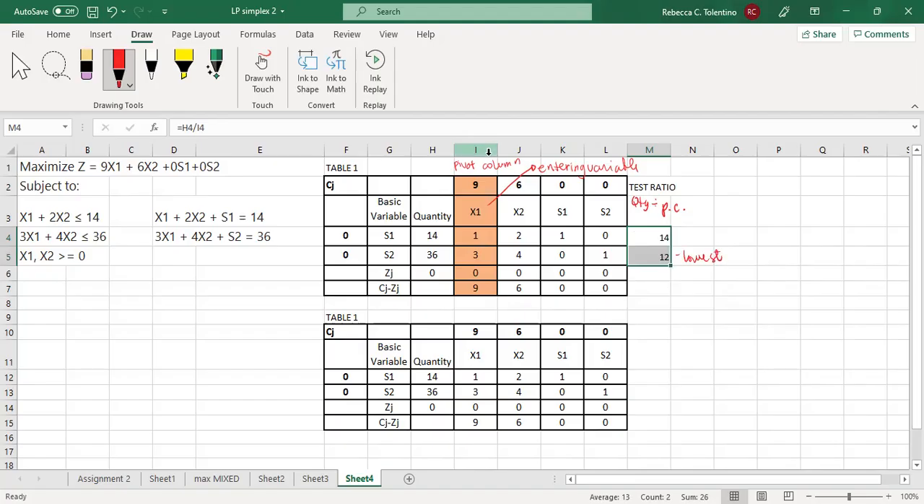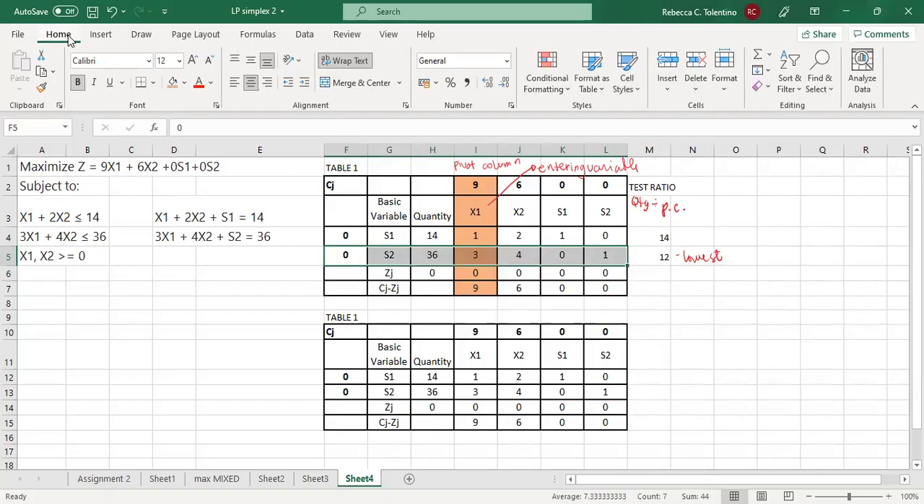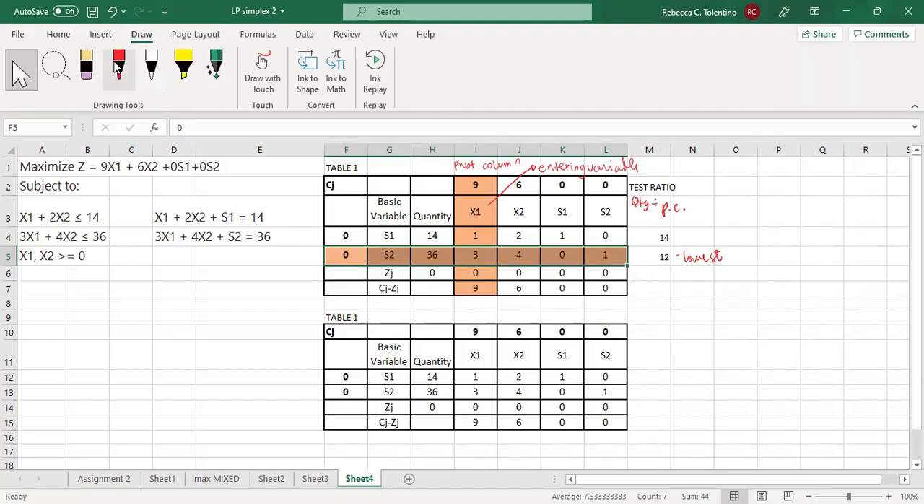Lowest positive. By the way, guys, we're not supposed to divide if the entry in the pivot column is 0 or negative. They will be disqualified already for the leaving variable. Since the lowest quotient is 12, that means S2 is our pivot row. Ito guys yung ating pivot row, para may labels lang. I'm just doing this for the first table, but I'm not going to do this in the succeeding tables. And S2 is the leaving or outgoing variable.